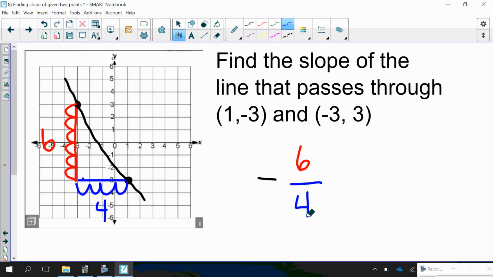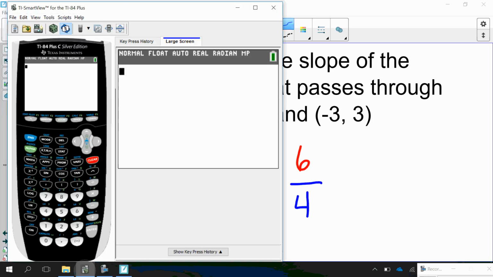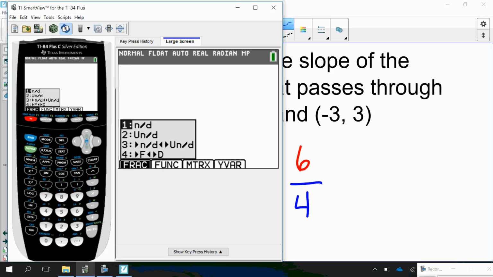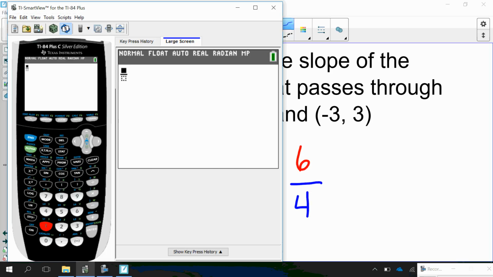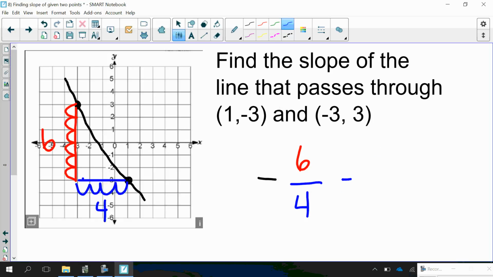If you can reduce that in your head, that's great. If you cannot, you can always go to your calculator and type in negative 6 over 4, and you would see that your slope is negative 3 halves.